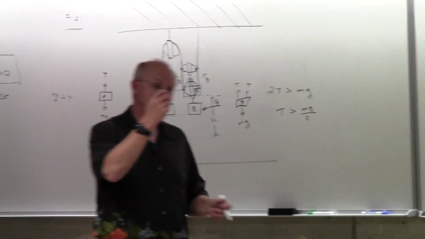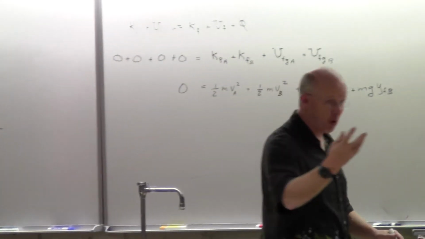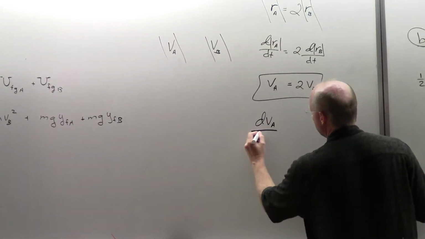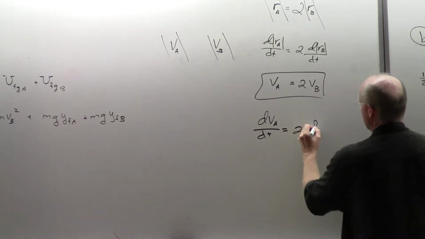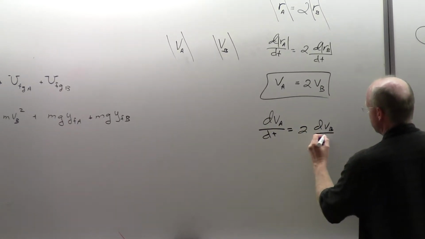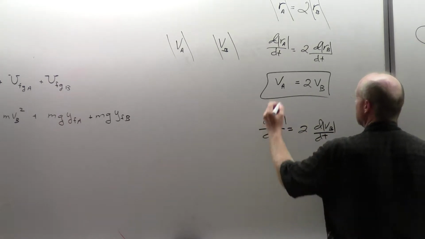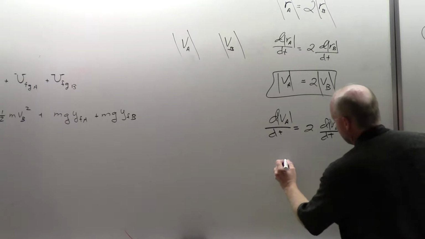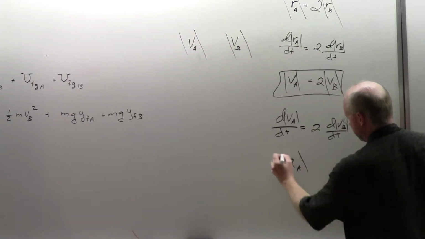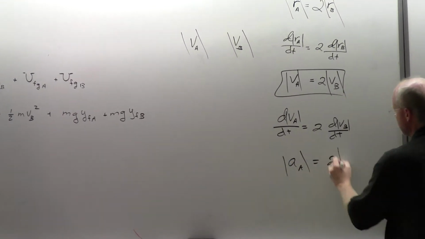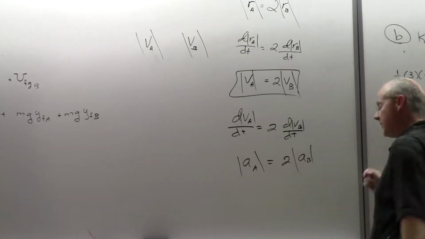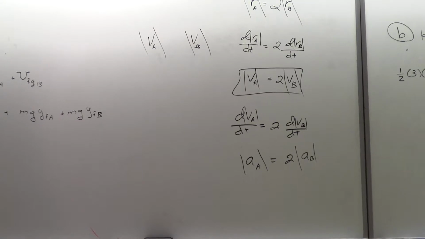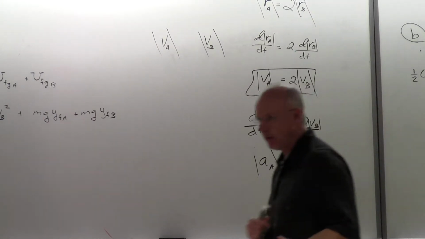Now back in chapter 5, this was your comment that we did one more derivative. We took the derivative of the velocity of A with respect to time, and of course also got the velocity of B with respect to time. And again, technically, these are absolute values, so let me put absolute values in there. But then we get the acceleration of A, absolute value, is twice the acceleration of B. So there's our absolute value. And that was your comment. So yeah, they're all related in a 2-to-1 ratio.